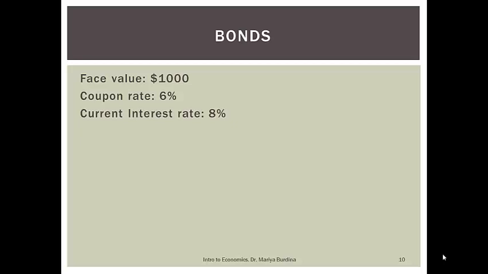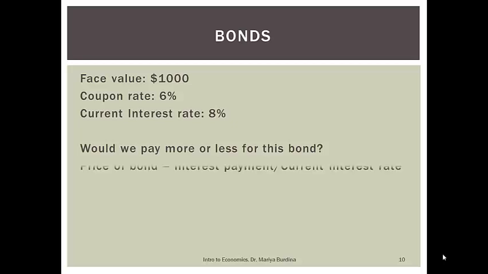But the current interest rate is 8%. So if that buyer puts their money in the bank, they would be earning 8% every year. My bond will provide them with only 6%. So what do I need to do to convince them to purchase this bond from me? I have to unfortunately sell it for lower than $1,000. So people would pay less for this bond.